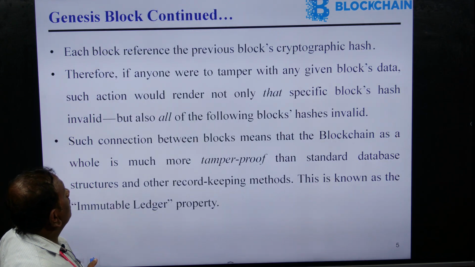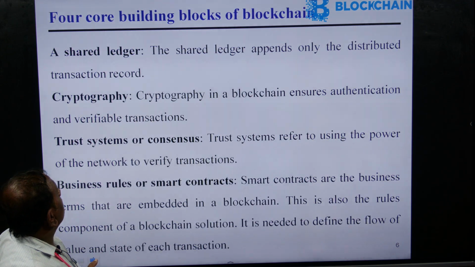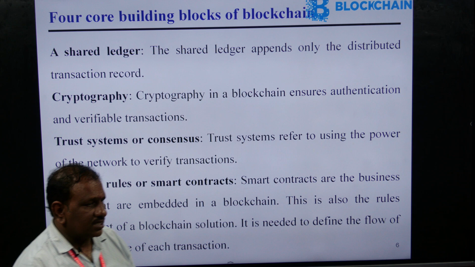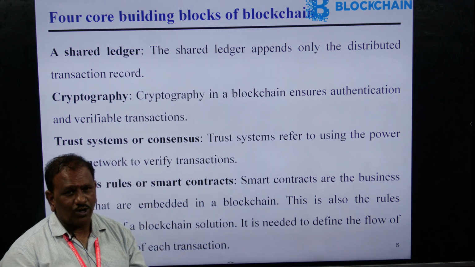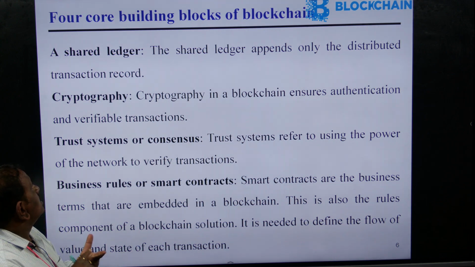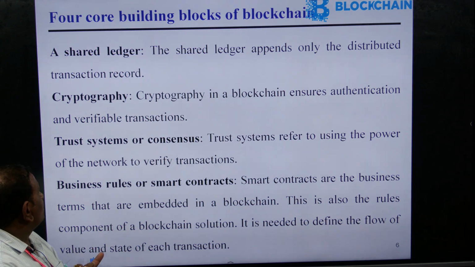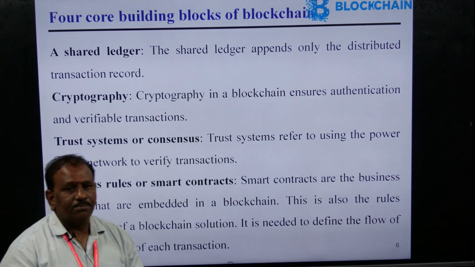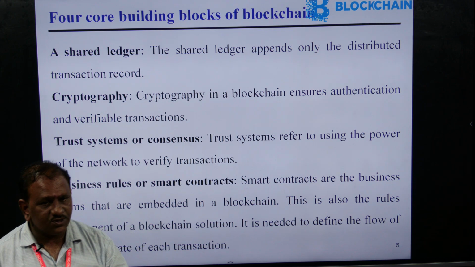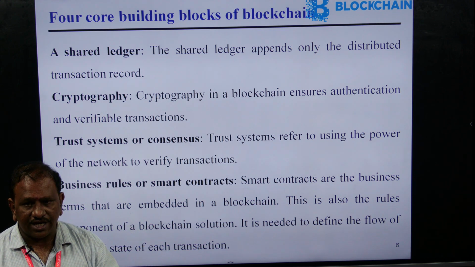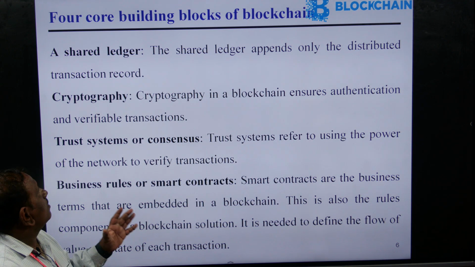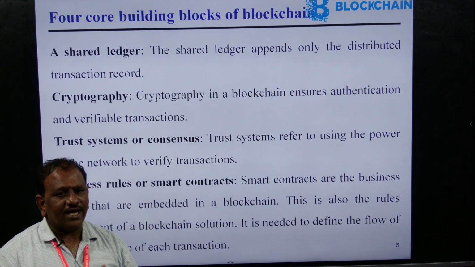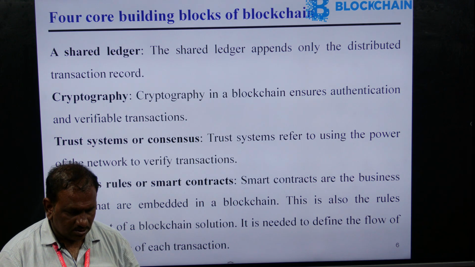To understand blockchain, we have to understand these four terms. One is the shared ledger, second is cryptography, third is trust systems, and business rules and smart contracts. These four terms we have to understand to know about a blockchain. First of all, what is the meaning of a shared ledger?